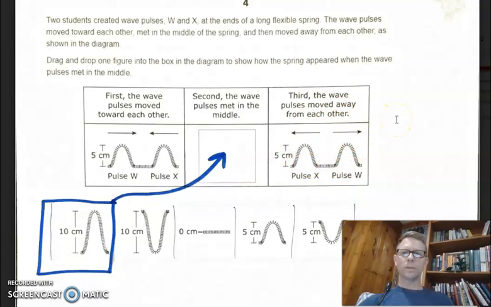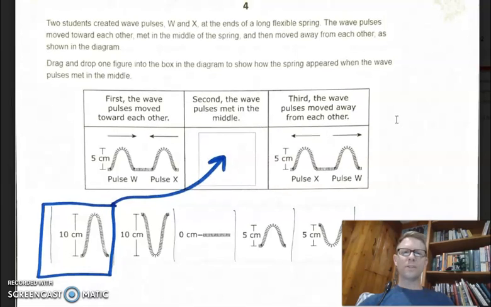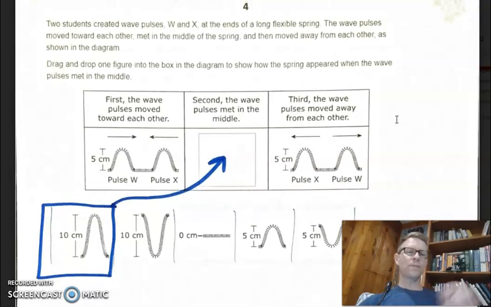So remember, when there's wave interference, that means two waves are occupying the same space at the same time. The amplitude is affected, not the wavelength.